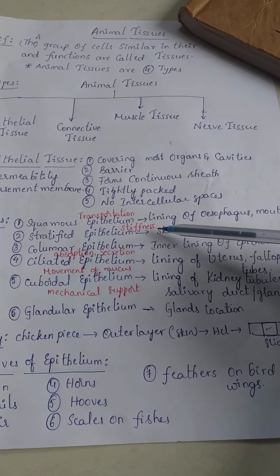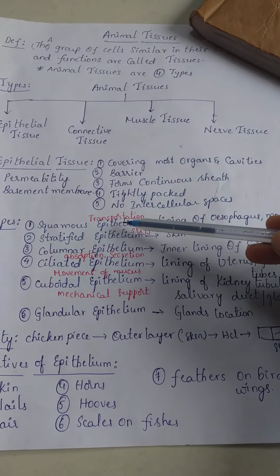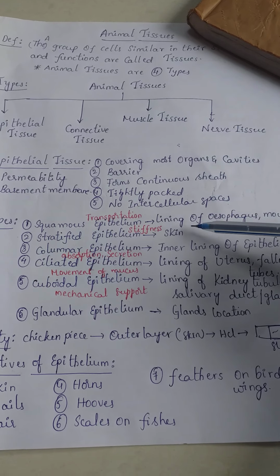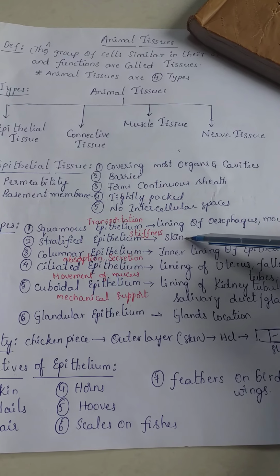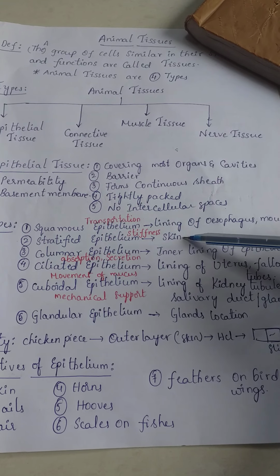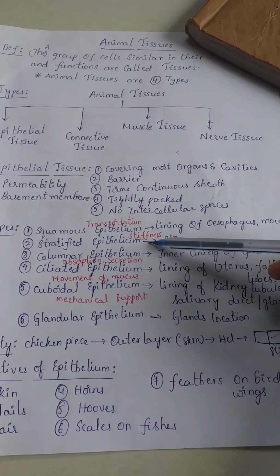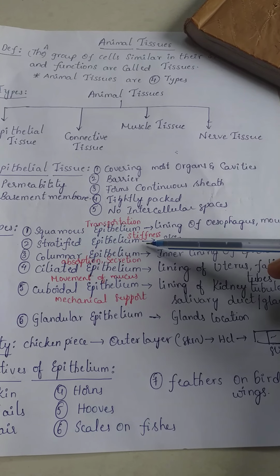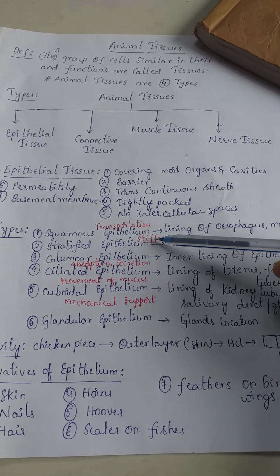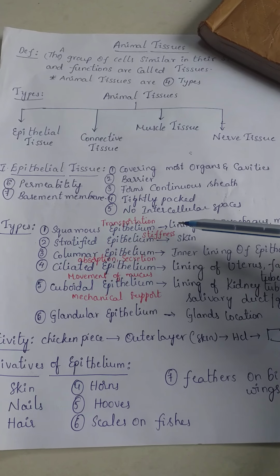And the second one is stratified epithelium. This is squamous epithelium only. Under the skin, it forms different layers of cells to give stiffness, and that we call stratified epithelium. Stratified means arrangement of squamous epithelium cells in different layers.